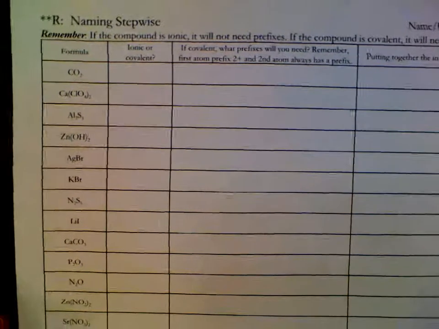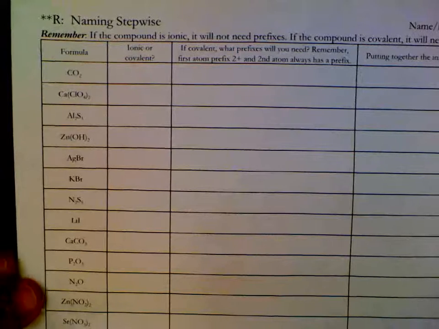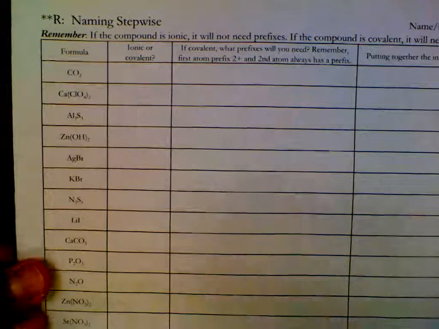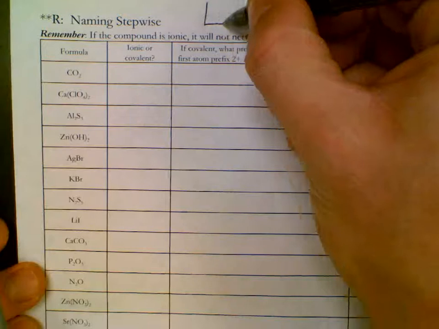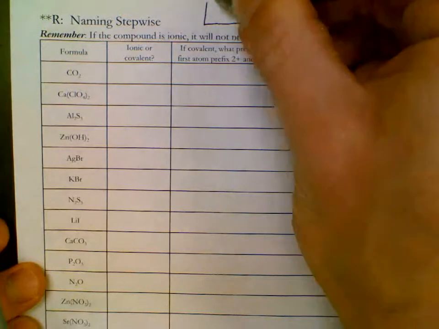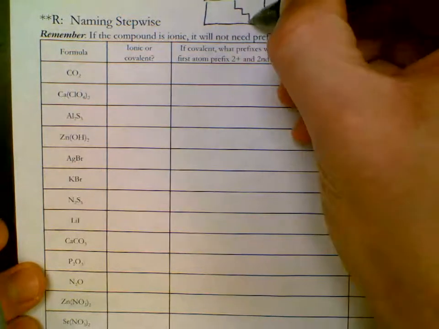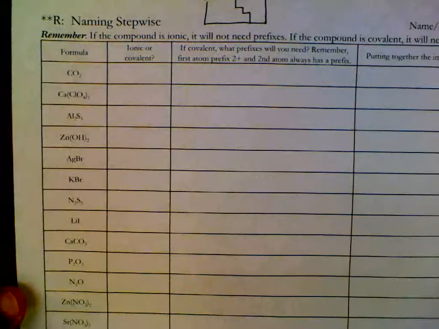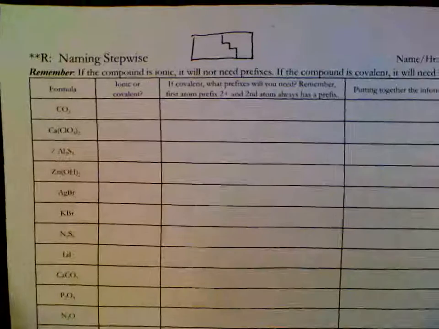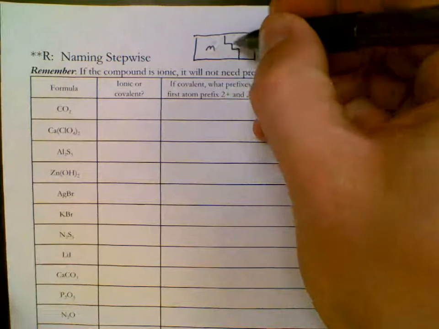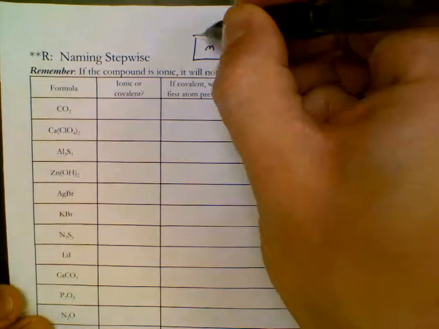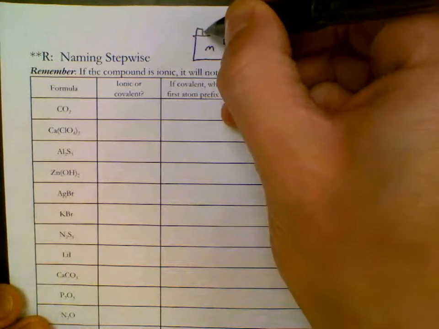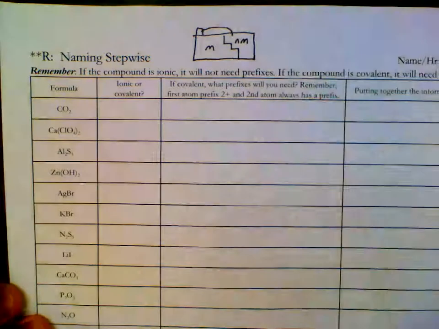This is the answer key for the worksheet Naming Stepwise. This has both ionic and covalent compounds, and we're going to determine if a compound is ionic or covalent by looking at where the atoms in the formula happen to live on the periodic table. For a generic periodic table, we have metals on the left, nonmetals on the right. The one exception is hydrogen, which lives over on the left side, and that's actually a nonmetal.